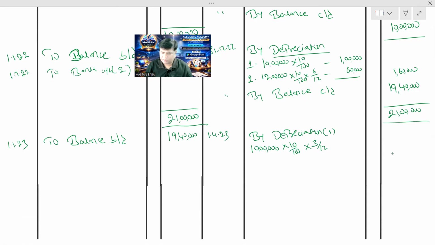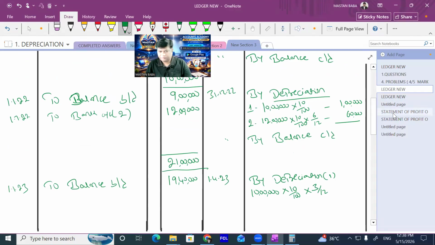So 10 lakhs at 10% will get 1 lakh. 1 lakh into half will get 25,000. Okay. Just we'll do the working note calculation of profit or loss on sale of motor vehicle.